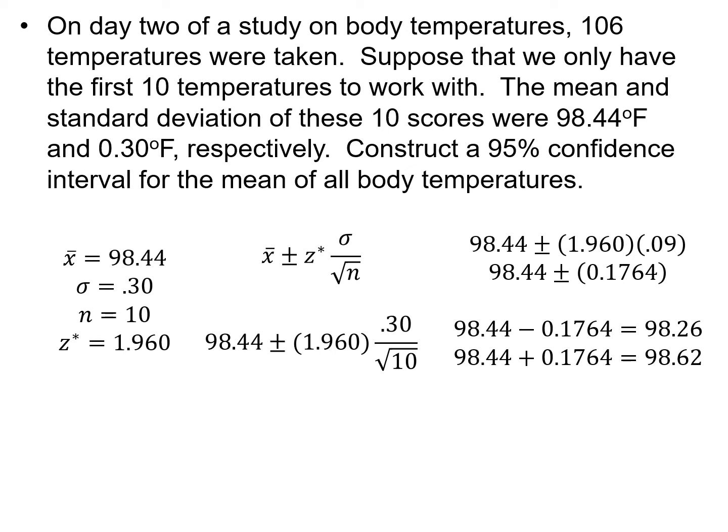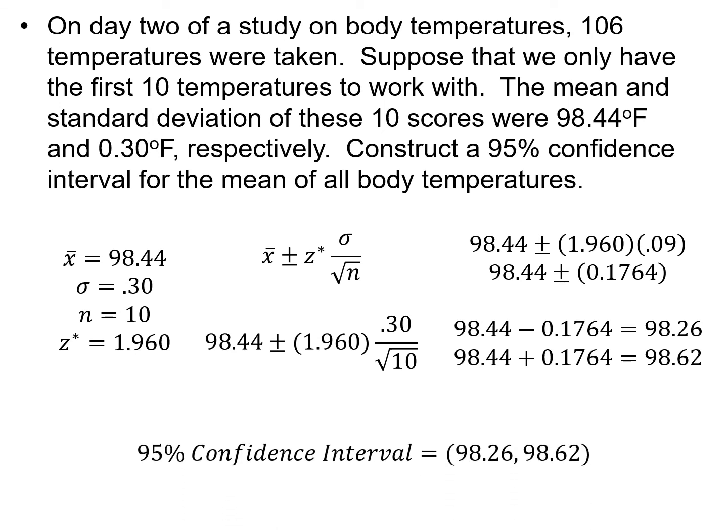So now I've got 98.44 plus or minus 0.1764. That plus minus, if you remember the quadratic formula, you add and you subtract to get the two numbers. So 98.44 minus 0.1764 is 98.26. 98.44 plus 0.1764 equals 98.62. So these are the two values that we have for our confidence interval.